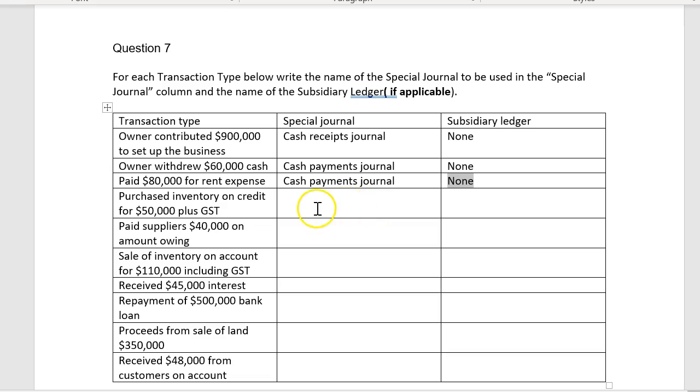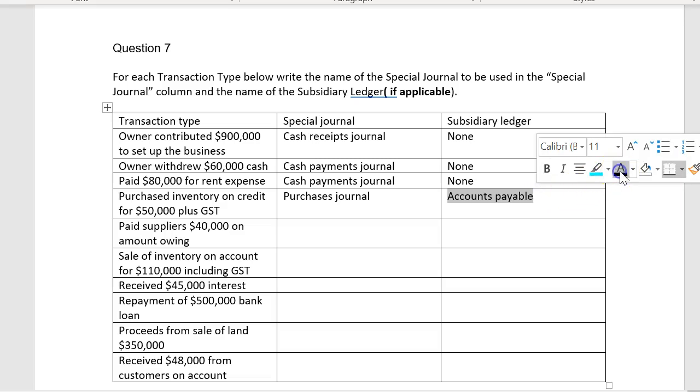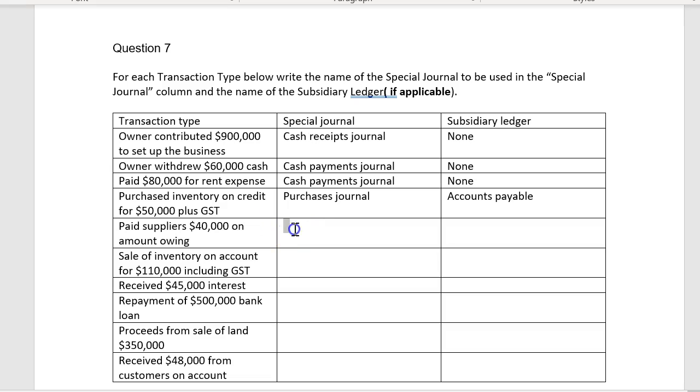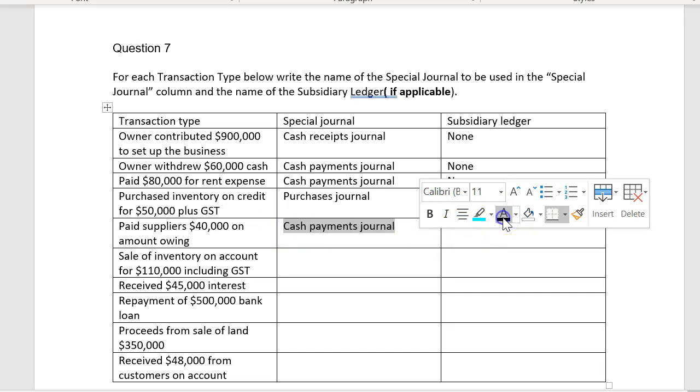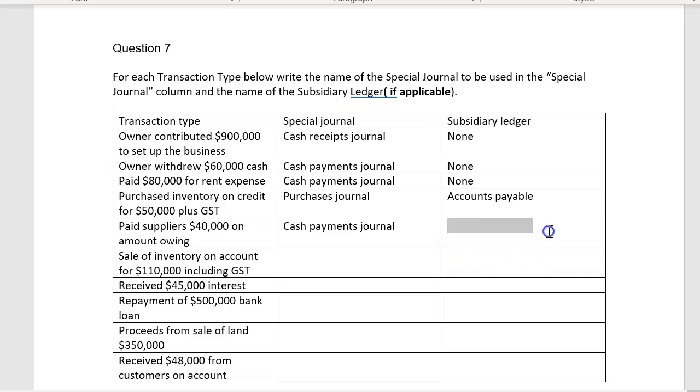Fourth, purchase inventory on credit for $50,000 plus GST. As you know, all credit purchases of inventory are recorded in the purchases journal. When you purchase inventory on credit, that gives rise to accounts payable, so the applicable subsidiary ledger is accounts payable. Next, paid supplier $40,000 on amount owing. A cash payment represents a cash outflow, so it's recorded in the cash payments journal, and the applicable subsidiary ledger is accounts payable.